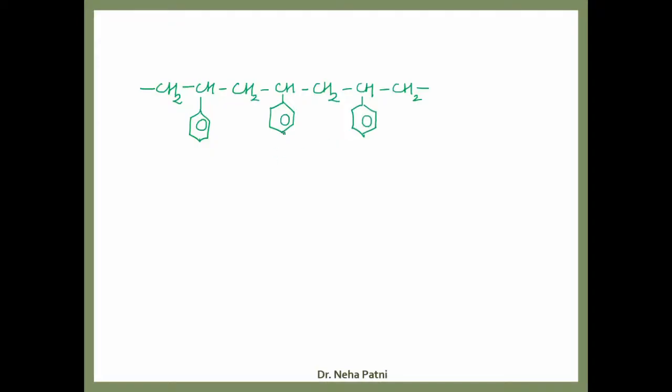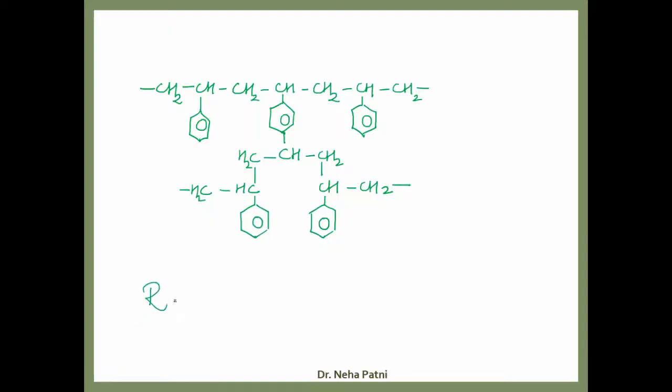Please bear with my handwriting or drawing. Then CH, then CH2, next turn is of CH, then CH2, and the chain continues. Whenever you have CH, just draw a structure like this. Then you have CH2, CH, CH2, and it goes on like this. So now I have a CH, so I have to draw a benzene ring. Now this is nothing but one molecule which I was talking about, R.